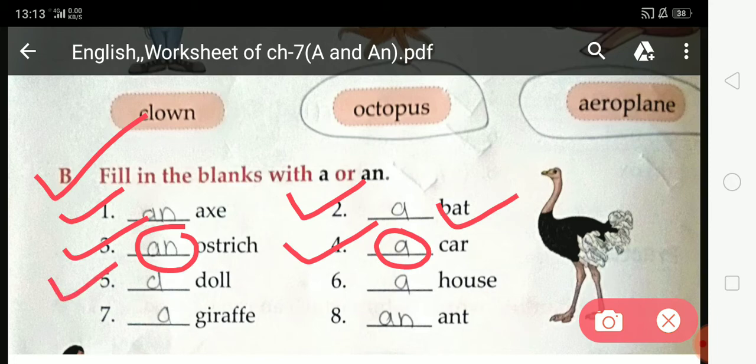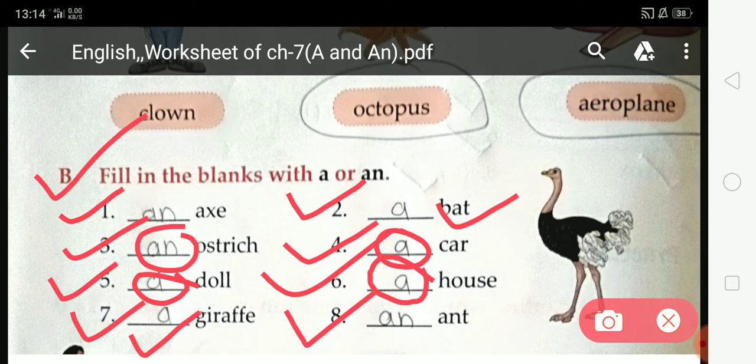Now come on fifth, doll. In doll, D is a consonant, so you have to fill the blank space with A. Now come on sixth, house. In house, H is a consonant sound, so students, before a consonant letter you have to use A. Here A is already filled. Now come on seven, giraffe. In giraffe, G is a consonant sound, so students, before G we use A.